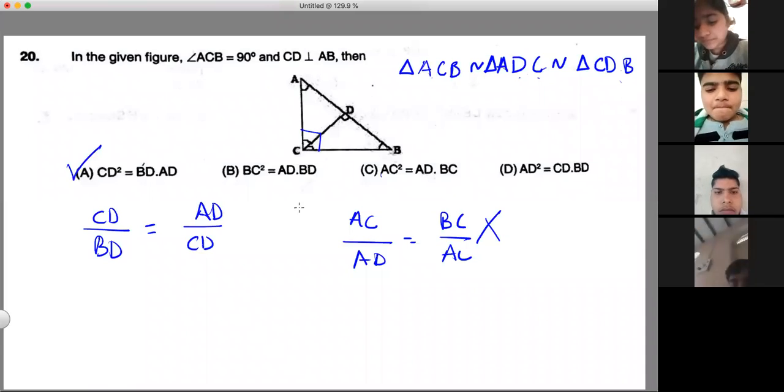Anybody has doubts on this? We have to always do corresponding, right? If I am doing AC by AD, then the next can be CB by DC or AB by AC, right? It is always corresponding sides ratio. So A is definitely correct.